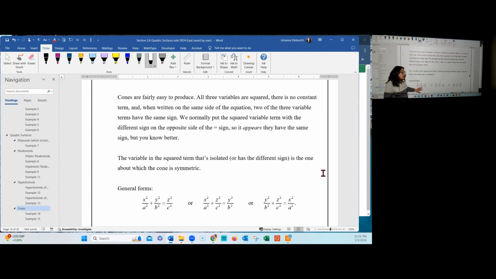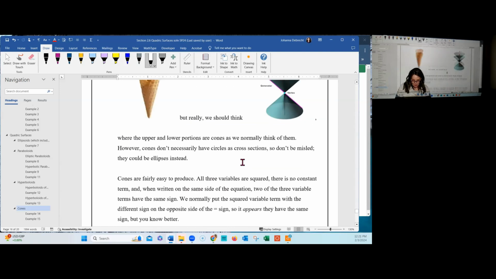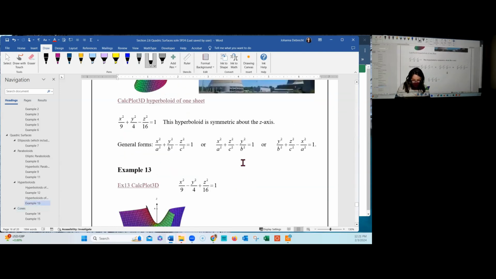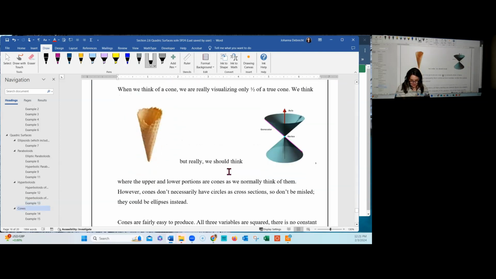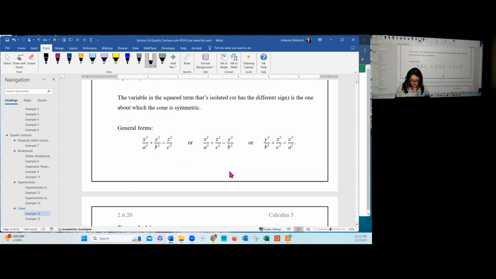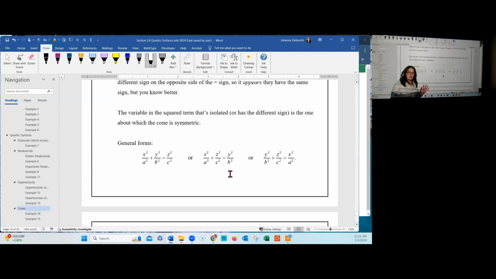This right here. Now, how is this different from the hyperboloids? When we go back to the hyperboloids, remember that the hyperboloid formula had a constant term of 1. That's how they're different. In the cone formula, there's no constant term of 1, right? So we do have two variable terms with the same sign, one without. Right? The variable in the squared term that's isolated, that has a different sign, that's the one about which the cone is symmetric. All right.